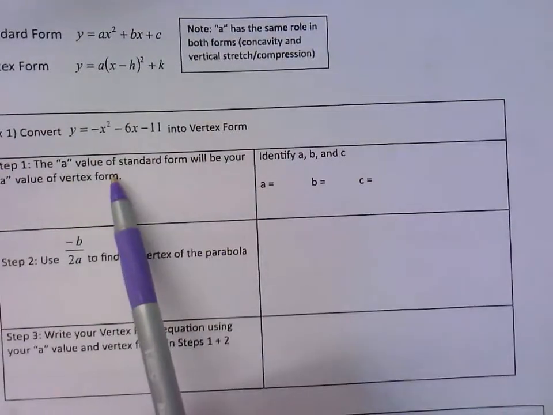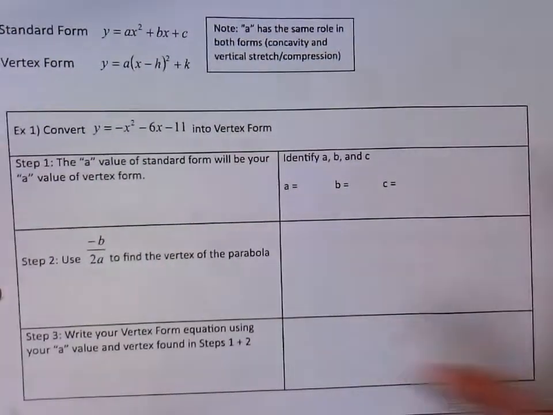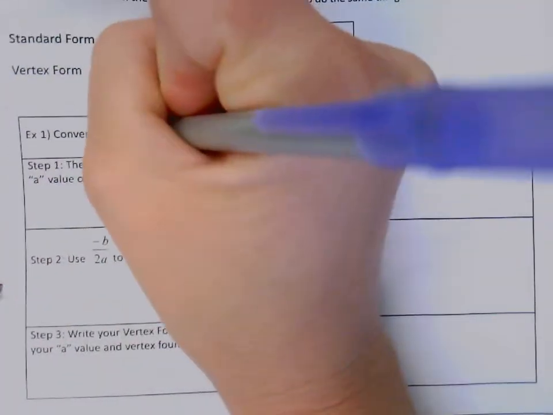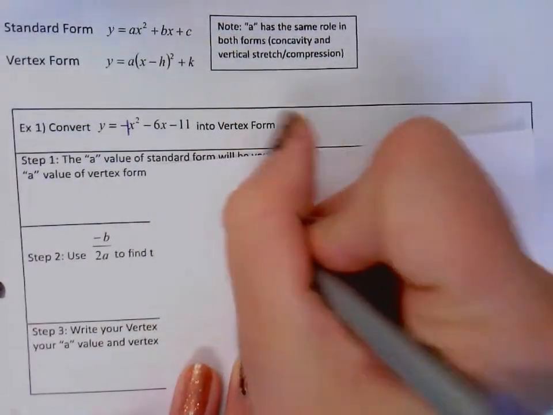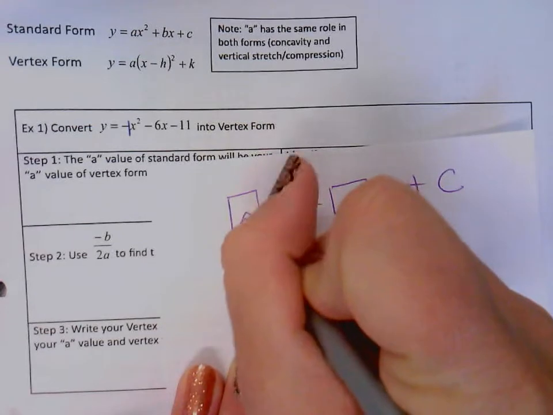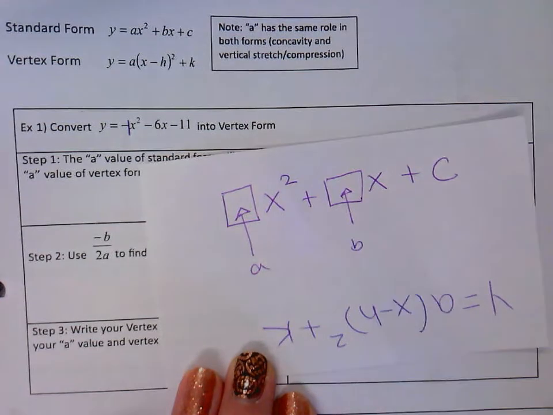So step one, they just want you to identify A, B, and C again. What would A be in this one? Negative one, right? Because if it's negative x squared, then -1 is what comes in that spot. A is just the coefficient. My other class kept saying that x squared was part of what A is, and I was trying to emphasize to them that if you have blank x squared plus blank x plus c, this is always A and this is always B. It's just what's inside that box that represents A and B.